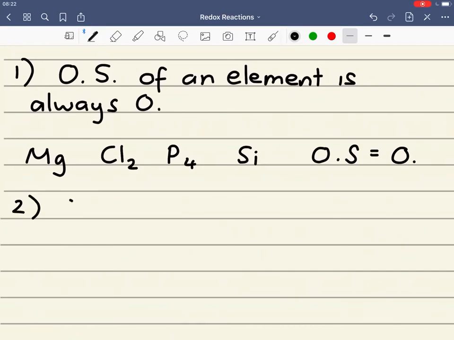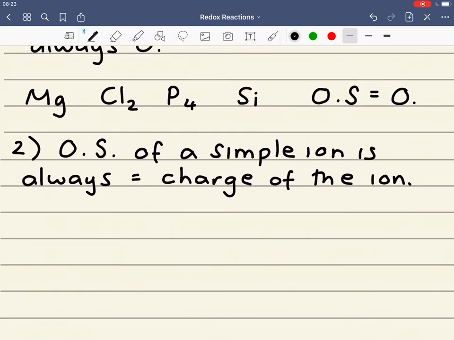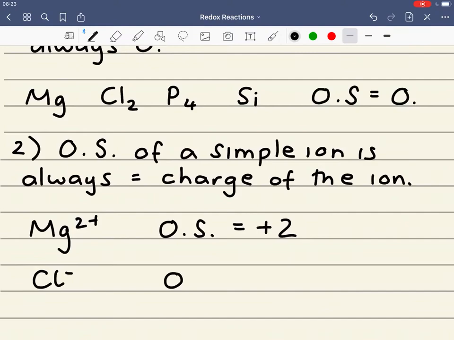Second rule for assigning oxidation states, the oxidation state of a simple ion is always equal to the charge of the ion. Simple ion being an ion with just one element, one type of atom. So for example, if I've got a magnesium 2 plus ion, the oxidation state there is the charge, that is +2. Chloride ion, oxidation state there again is equal to the charge, -1, and so on.